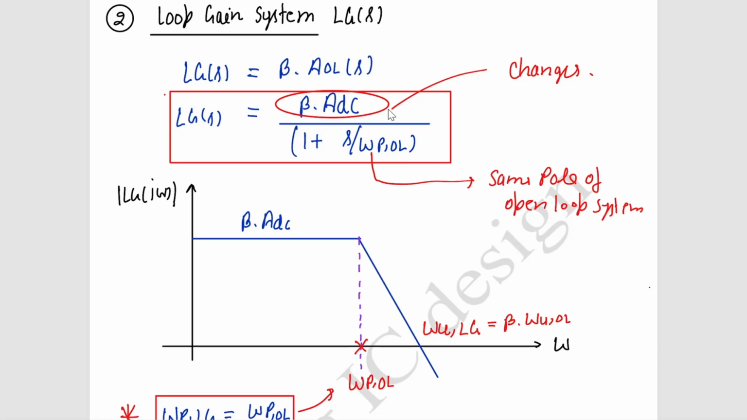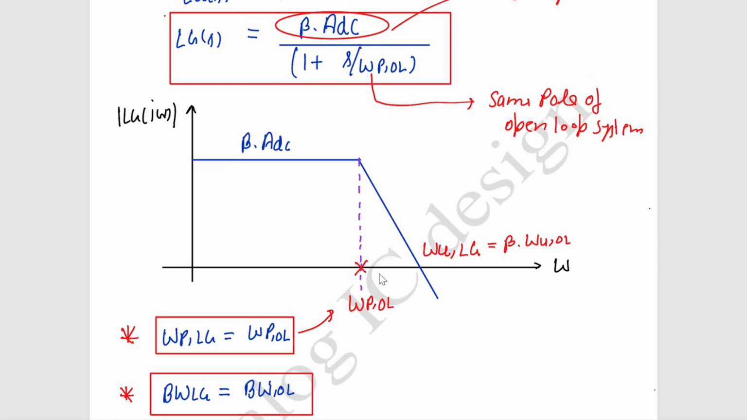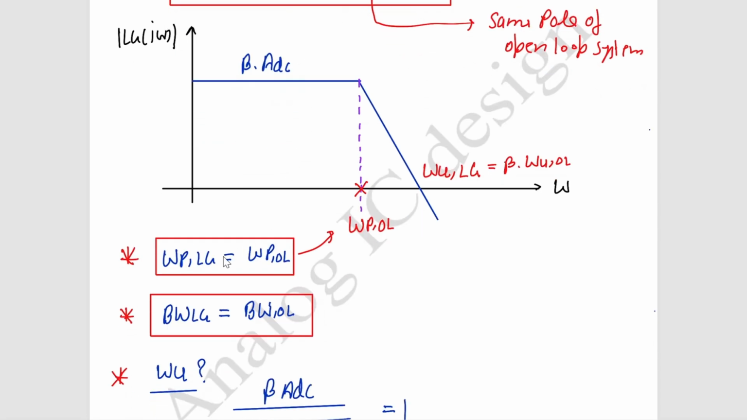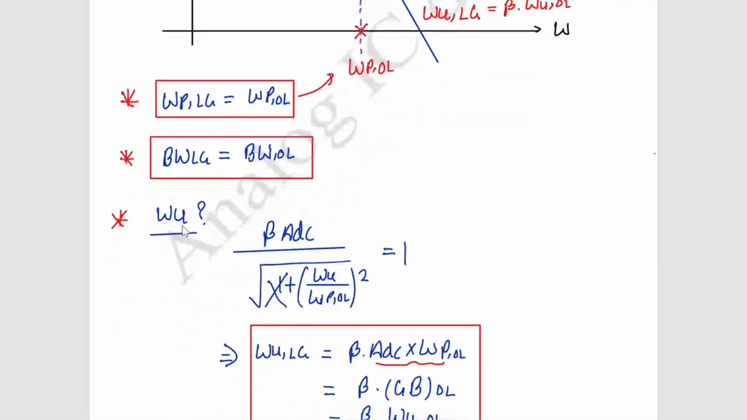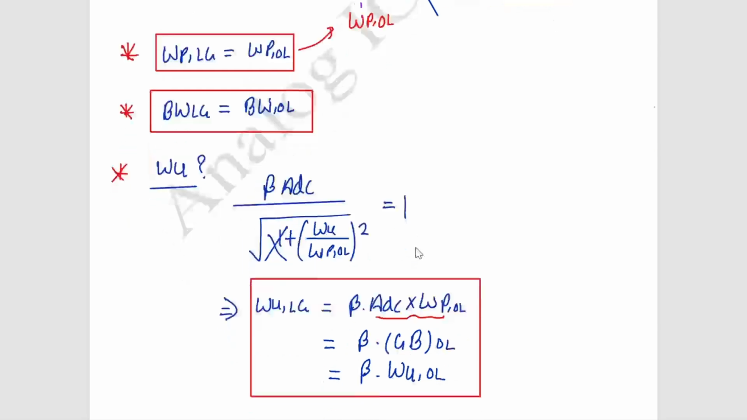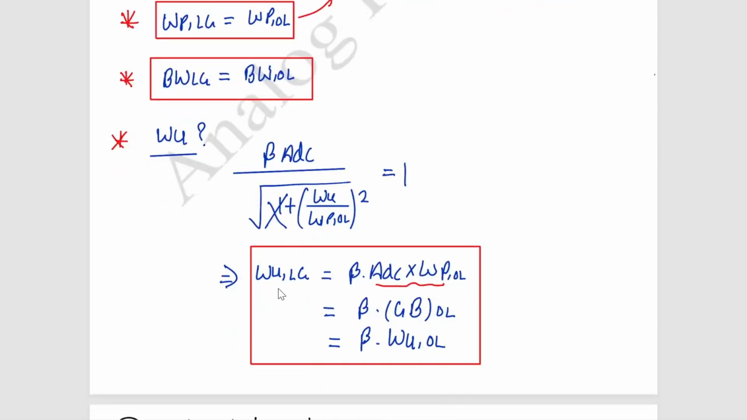In this case, the gain bandwidth product will also change because the DC gain is changed. The pole is the same, so the bandwidth is also the same, because the pole is the 3 dB bandwidth. So what will be the unity gain frequency? Again, beta ADC divided by root of 1 plus (omega u divided by omega p OL) squared is equal to 1. We will ignore the 1, so omega u of the loop gain system will be beta times ADC times omega p OL.